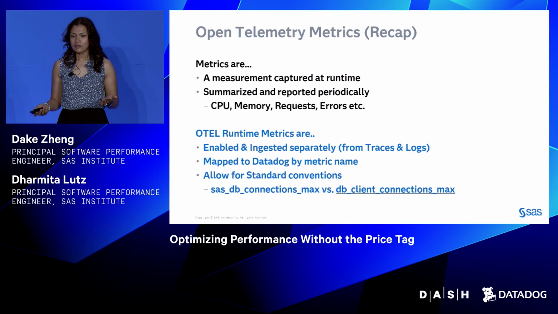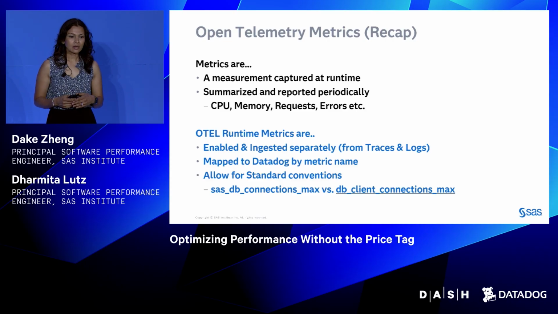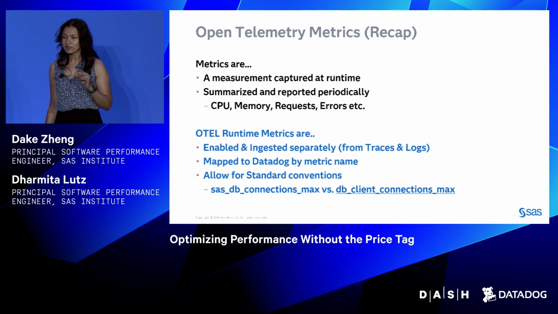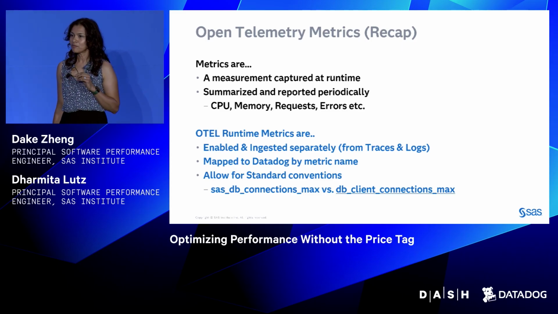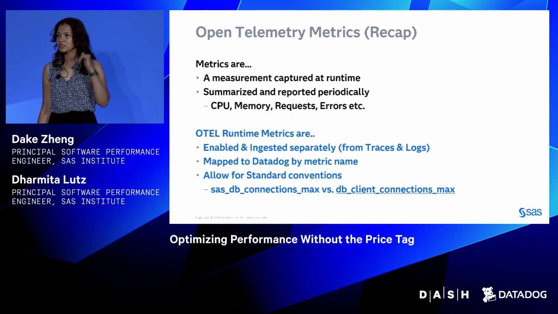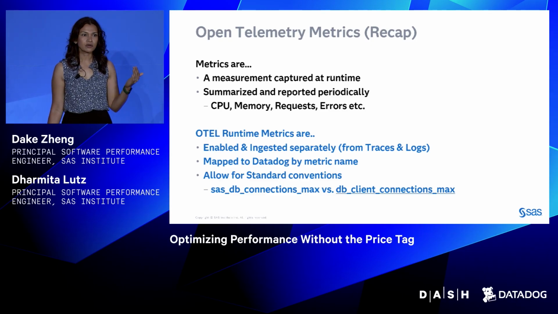So just to recap, metrics are just measurements that are captured at runtime, summarized and reported periodically: CPU, memory, requests, errors. OpenTelemetry metrics are a little bit different. They are ingested separately and enabled separately from traces and logs. So if you recall, the early slide where I showed some of the Java microservice instrumentation, we had a -d flag, a -d for OpenTelemetry exporter, and it was set to OTLP. That's how we're exporting OpenTelemetry.